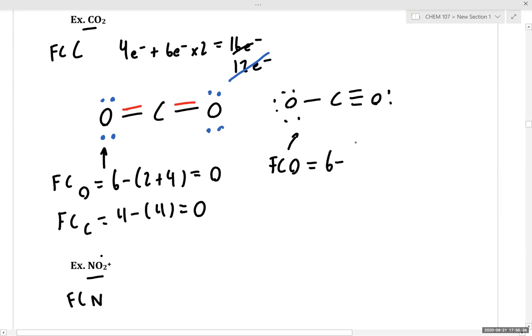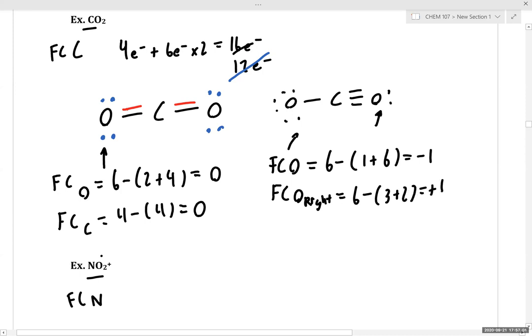So we have a group number of 6. We have 1 bond and 6 lone pair electrons. That gives us a formal charge of -1. Looking at the formal charge of the oxygen on the right-hand side, this one right here, we have a group number of 6. We have 3 bonds and 2 lone pair electrons, and that gives us a formal charge of +1. The structure on the left then is preferred because it has smaller formal charges.